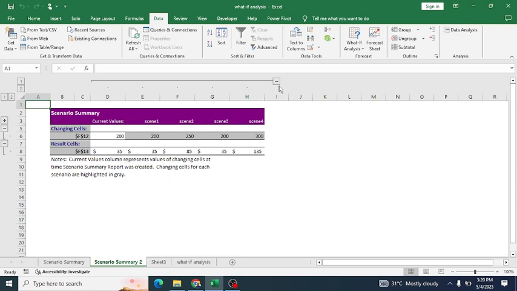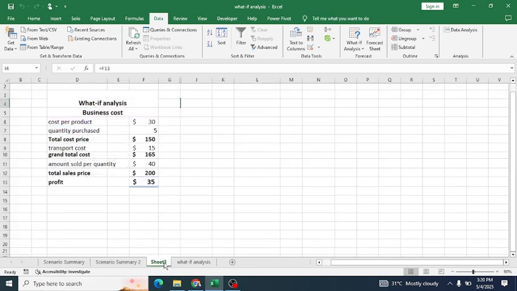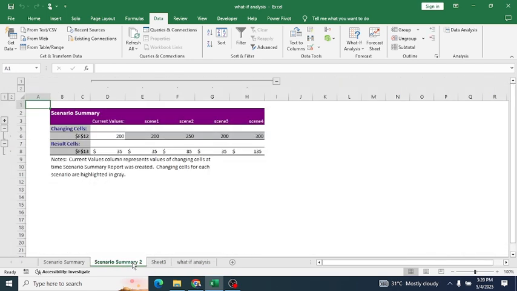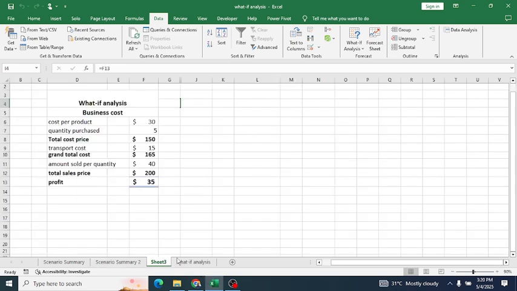So let's analyze the result. This is what we have. The base of our sales, the initial base, is 200. When we sell at 200, we make a profit of $35. Oh, I did it twice mistakenly, so this is the same 200.